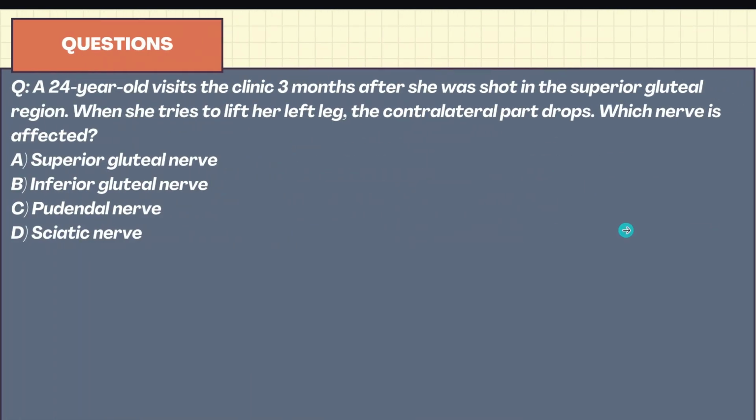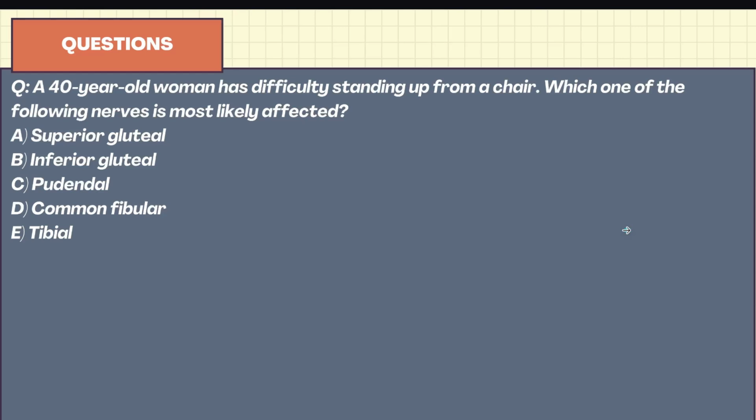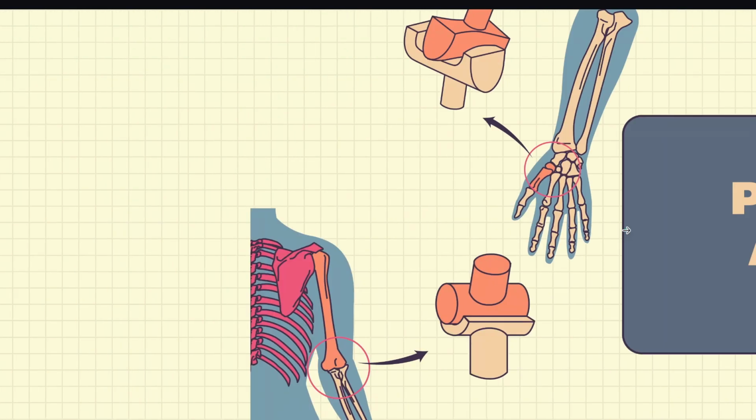A 24-year-old visits the clinic 3 months after she was shot in the superior gluteal region. When she tries to lift her left leg, the contralateral side drops. Which nerve is most likely affected? It's the same question as earlier. It's going to be the superior gluteal nerve. And lastly, for the last question, a 40-year-old woman had difficulty standing up from a chair. We just did a similar question to this earlier. It's going to be the inferior gluteal nerve.